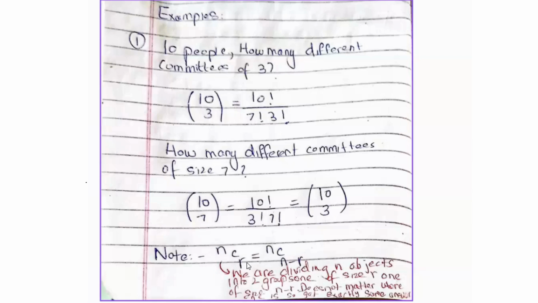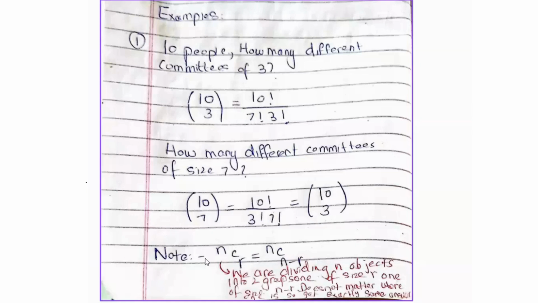Why? Because n choose r means that out of n objects, you're selecting r objects and leaving behind n minus r. n choose n minus r means that out of n, you're selecting n minus r and leaving behind r. In any case, we're dividing the n objects into two groups, one of size r and one of size n minus r. Here you're selecting r, leaving behind n minus r. Here you're selecting n minus r and leaving behind r. But in either case, you're dividing the n objects into two groups, one of size r and one of size n minus r. Doesn't matter which is which, so you get exactly the same answer.